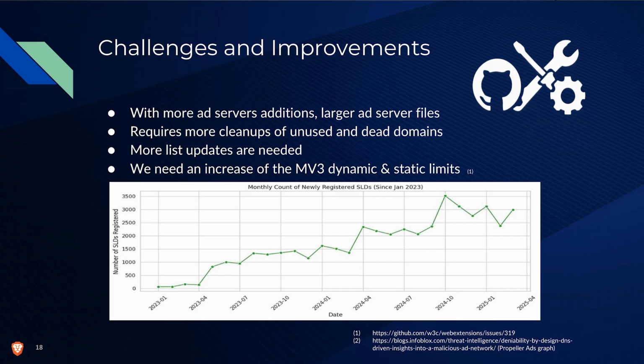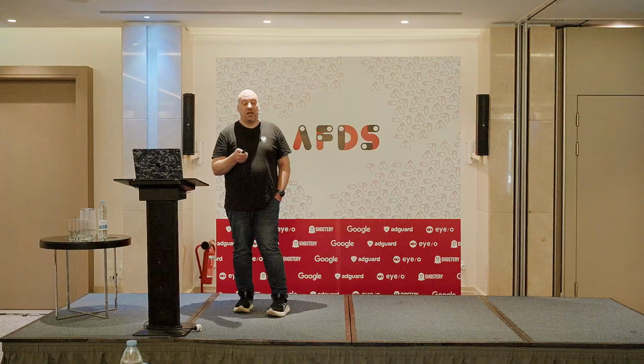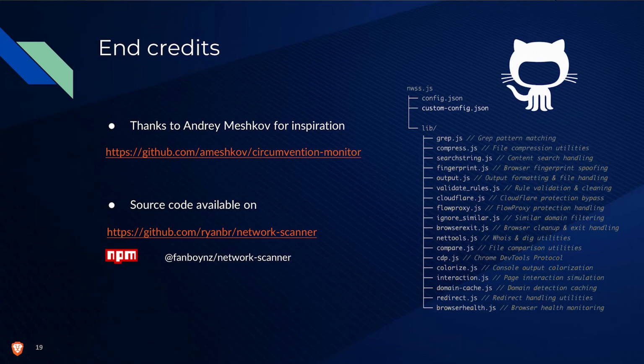The graph here is basically Propeller Ads in the first half of the year, from a recent blog saying that they're just registering new domains pretty much every day. And no doubt, if they did this graph again, it'll be a lot more, because we've been attacking them basically. And thank you. I'd like to thank Andre for his circumvention monitor, because it was about 5 years ago when he released it. It was a very, very inspirational script, and it inspired me to develop this. It's available online on GitHub and npm.